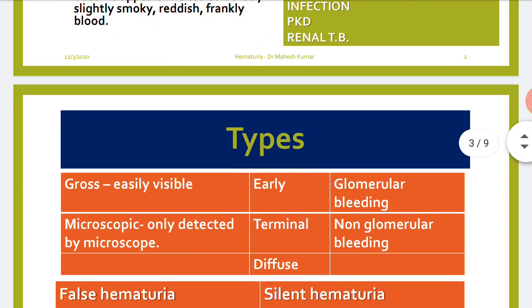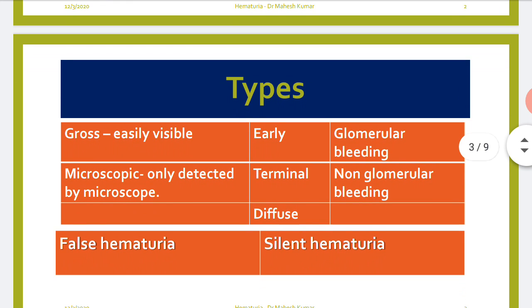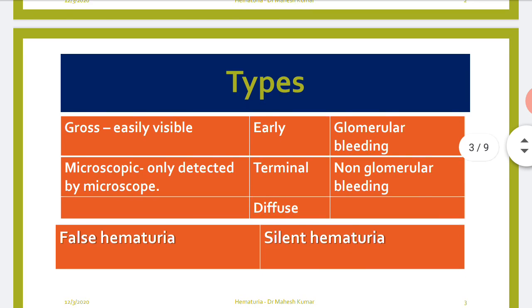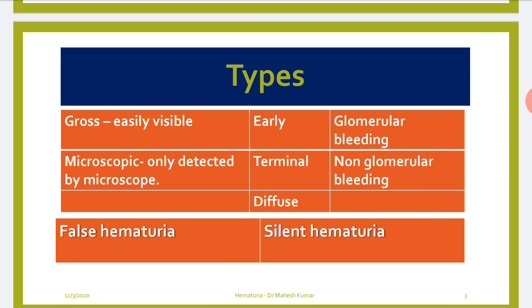What are the types of hematuria? Hematuria can be classified in various ways, like gross hematuria and microscopic hematuria. In gross hematuria, the blood is visible to the unaided or naked eye. The urine is red to brown or chocolate colored, and clots may be present.